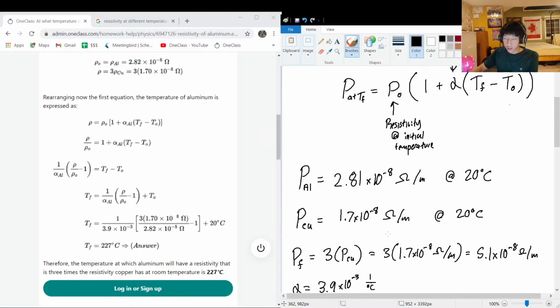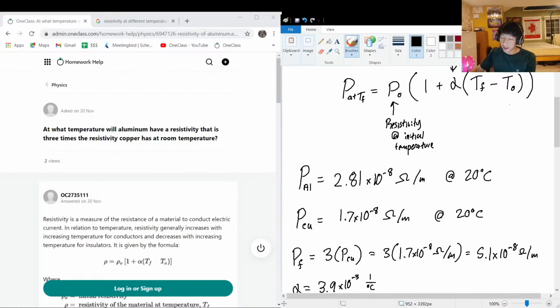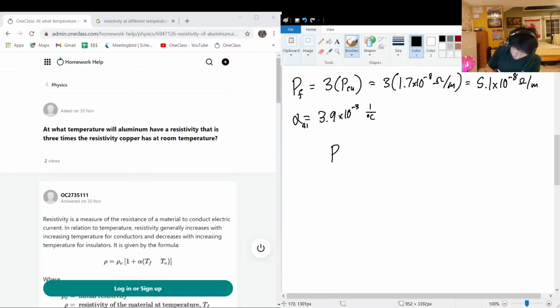Okay, so let's take a look at our initial equation. What we're trying to solve for is, now that we have our final resistivity, our initial resistivity, and our initial temperature of 20 Celsius. Those are our initial values, and we know that we're trying to get 3 times the resistivity of copper to be our final, and we're just trying to isolate for TF, the final temperature, so that this equation will hold. Okay, so we have P final is equal to P naught, the initial resistivity, times 1 plus alpha times TF minus T naught.